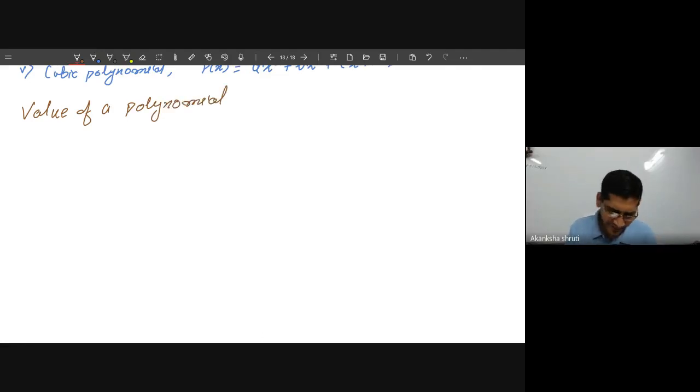A student, the polynomial we will generally denote by p(x). Now this p(x) can be any kind of polynomial, whatever name we have written: linear, quadratic, cubic, biquadratic, even a monomial, binomial, or trinomial. So it can be any kind of polynomial.